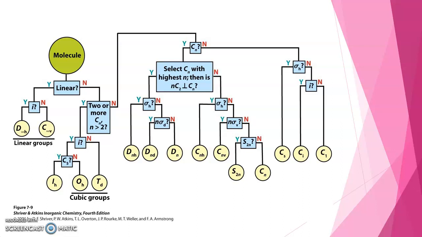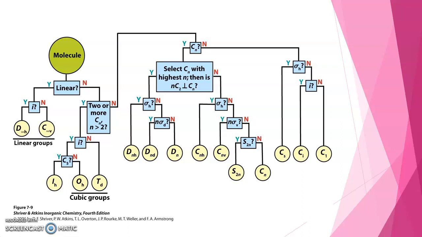If the molecule has nC2 axes perpendicular to the Cn axis, but it does not have a horizontal plane, then we see whether the molecule has n number of dihedral planes. If it is yes, the point group of the molecule is Dnd, otherwise Dn, that is, the molecule has no plane, means Dn.